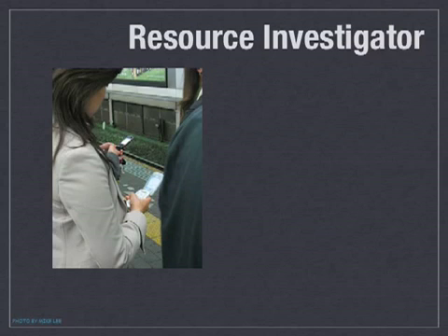The resource investigator role is symbolised with a telephone, because they are life's networkers. They love being in touch with their great array of contacts. They communicate well and they reach out outside the team, finding opportunities for the team to get involved in.